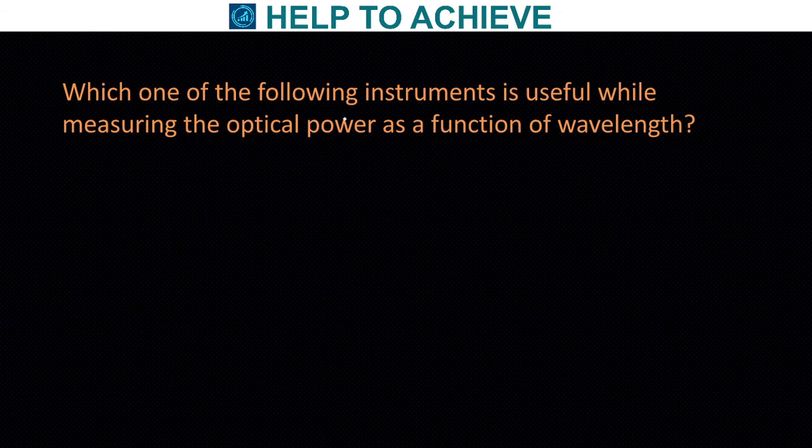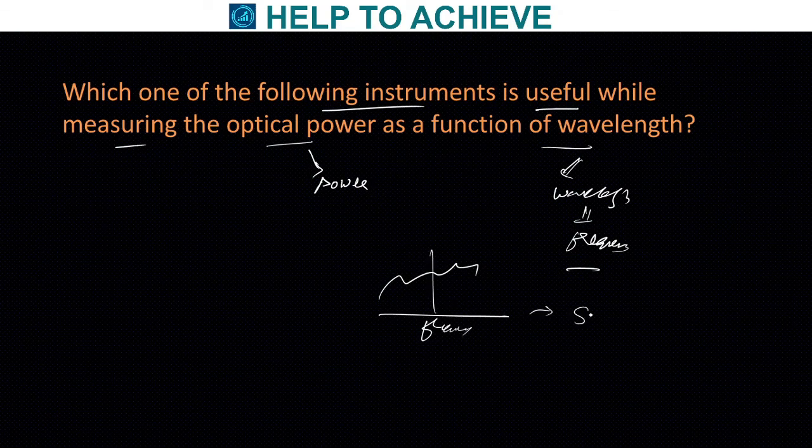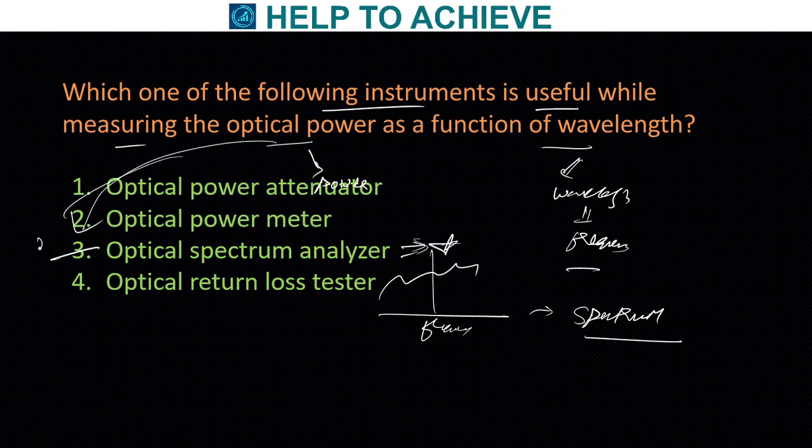Which of the following instruments is useful while measuring the optical power as a function of wavelength? So we are measuring the power with respect to wavelength. Wavelength corresponds to frequency, and the power is varying with respect to the frequency. This is nothing but the spectrum. So we can use an optical spectrum analyzer to analyze the spectrum and measure the optical power. So this is the correct answer.